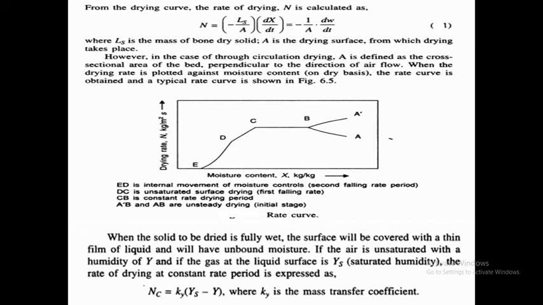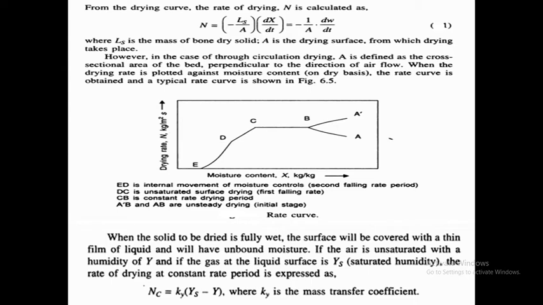So N is the rate of drying, and C represents the constant rate period. This is directly proportional to the change in humidity. Are you clear or not? Okay. So change in humidity is nothing but unsaturation to saturation. Here unsaturation is capital Y, saturation is capital Ys. So this is the change in humidity.